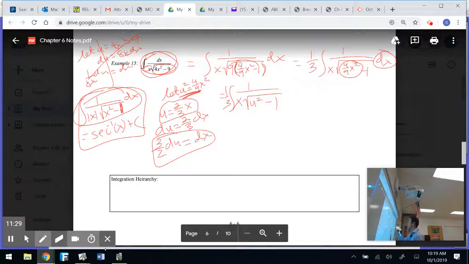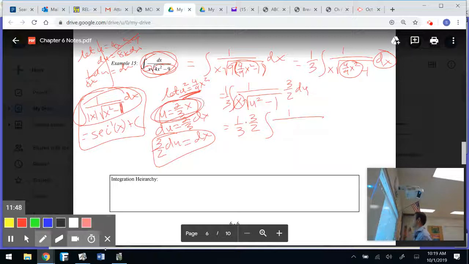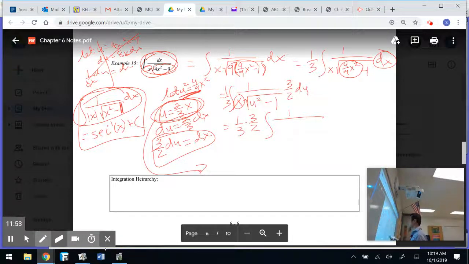So guess what? That enables me to put the 3/2 du right there. But then I also have to substitute something in for that, right? I'll do this in the next step because there's major simplifying that needs to be done. I'm going to bring that 3/2 out in front, and then you get 1 over. What is x equal to? Well, that means x would be equal to, multiplied by the reciprocal, 3/2 du. So I get my 3/2 u, and then I get the square root of u squared minus 1.